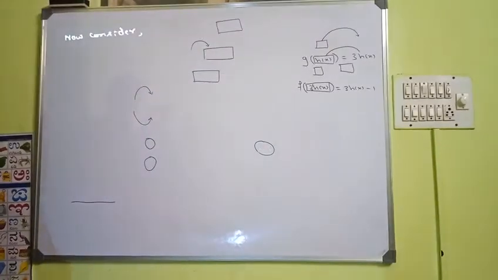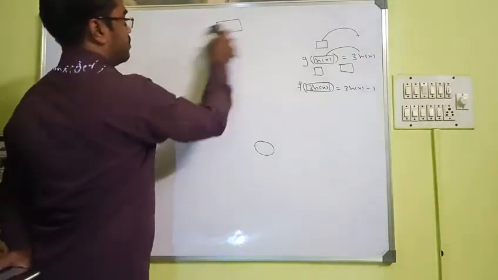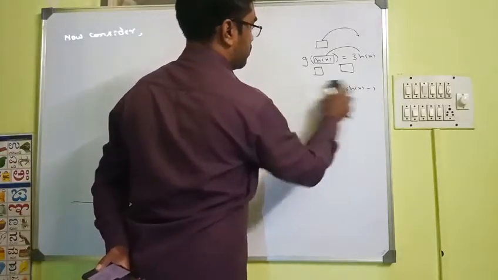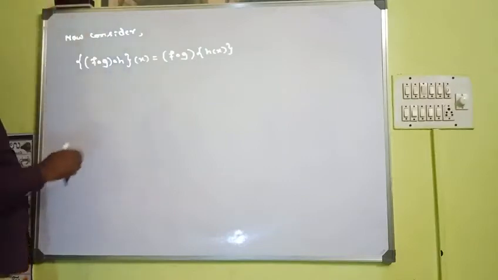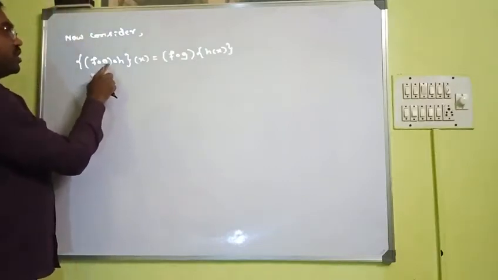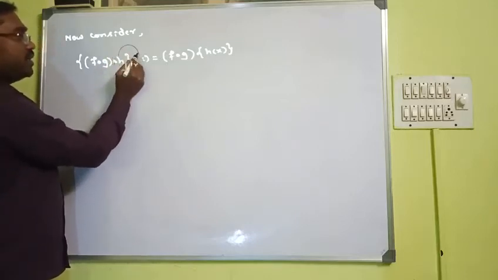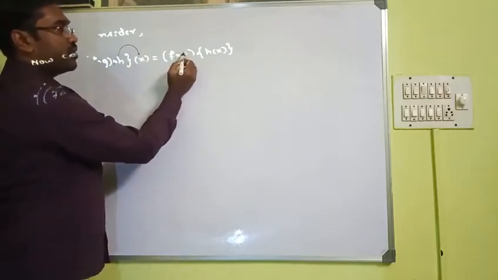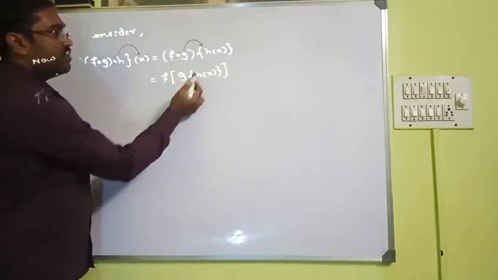Now let us go in the other way. Now consider the other way. f composition g composition h of x. Now first of all we remove this composition and we apply h on this x. We have done that. Then in the next step we remove this composition, we apply g on h of x. f as it is, g of h of x.